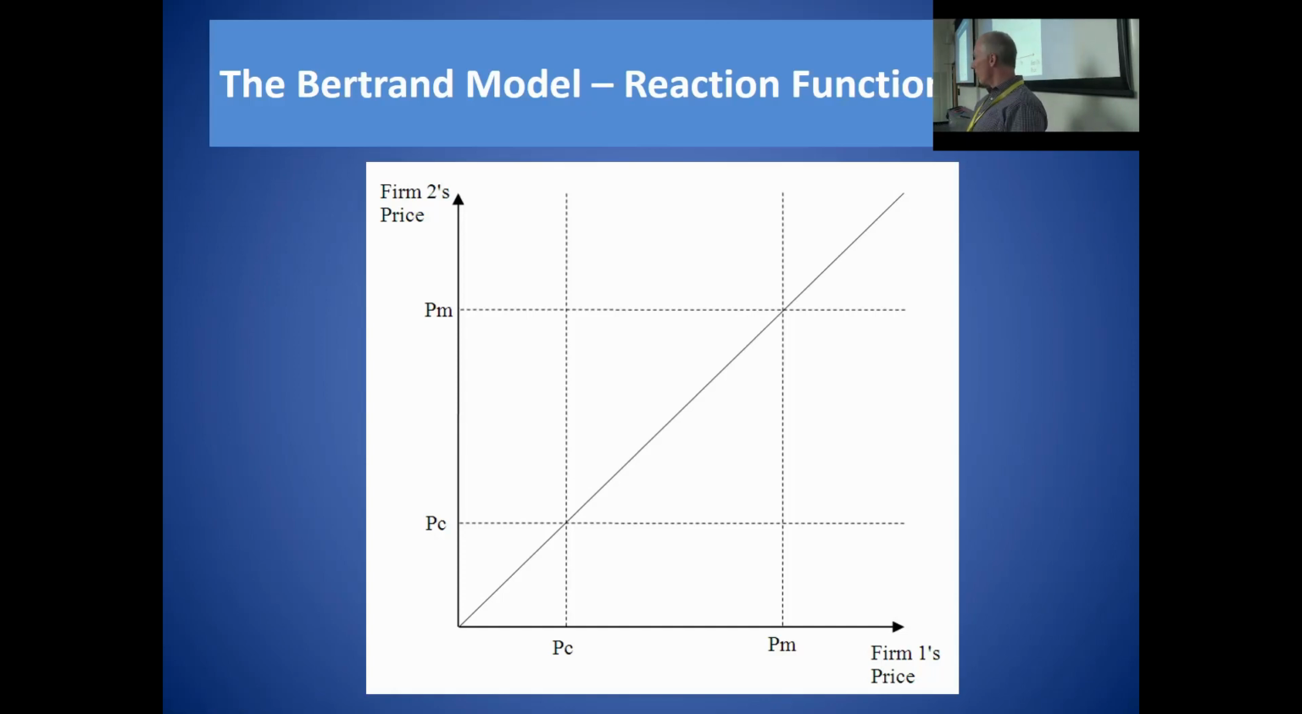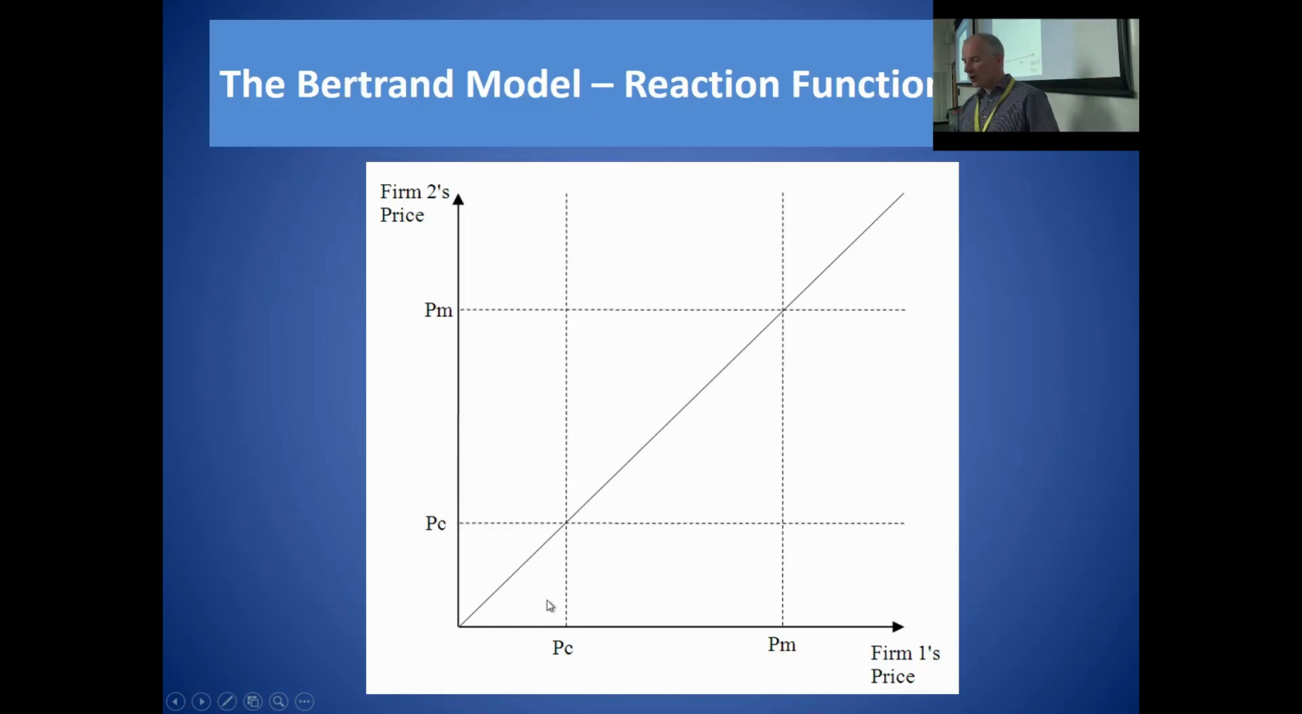Now what I've done is put 2 crucial prices on that diagram. We've got PC, which is the lower price there, a price equal to the marginal cost of production. Now remember we said for both firms, the marginal cost of production was exactly the same. So there you go, there's PC. That's PC charged by firm 1, and on the 45-degree line, that's PC charged by firm 2.